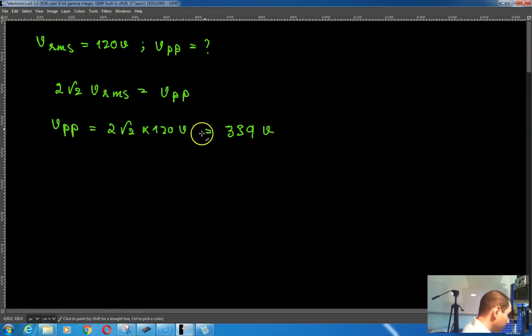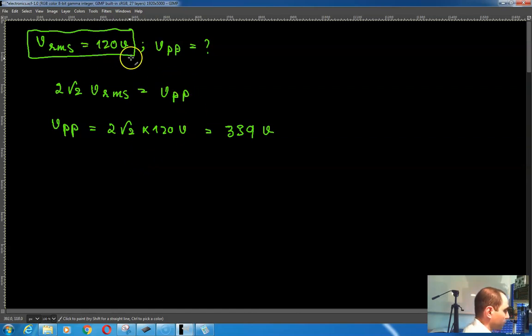Right. And by the way, this V of RMS 120 volts is essentially the common house current supply voltage.